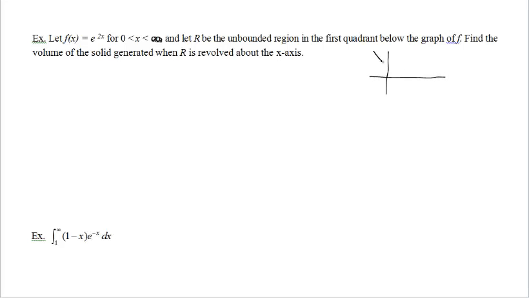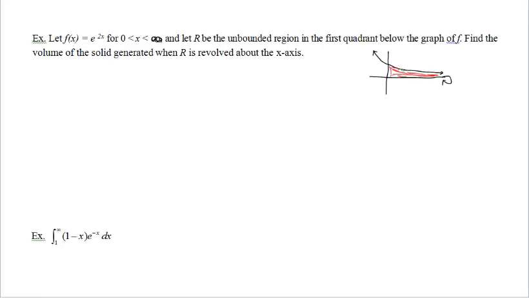e to the negative 2x is going to come down something like this. Okay, so we want to consider the unbounded region in the first quadrant from 0 to infinity, so that's going to be all this space right here. And what's interesting about this problem is that we're going to rotate it around the x-axis. So taking all of this space right here. Notice that it's unbounded. As you rotate around the x-axis, this region gets thinner and thinner and thinner, almost like a needle point. So we're going to find the volume of that solid when we revolve about the x-axis.